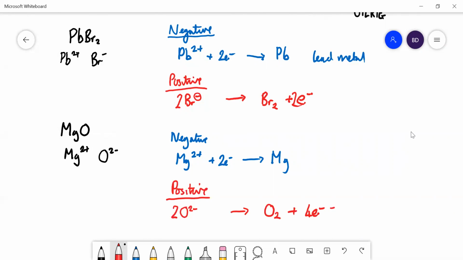And those electrons, of course, will go round into the circuit, and they'll go all the way around here, and eventually they'll be given out by the negative electrode, and the magnesium will take them. So there we've got splitting of compounds. You notice it's always the metal that goes to the negative electrode and the non-metal that goes to the positive electrode. Okay.